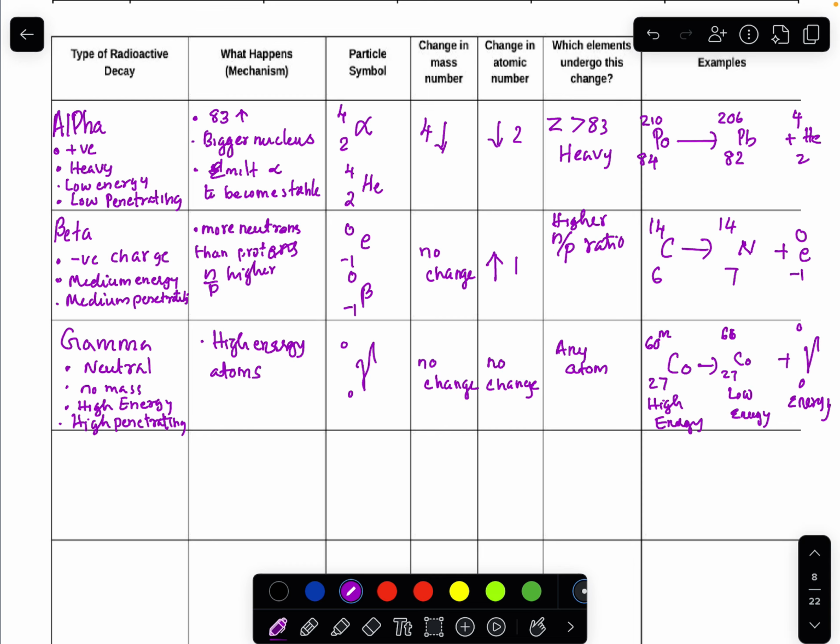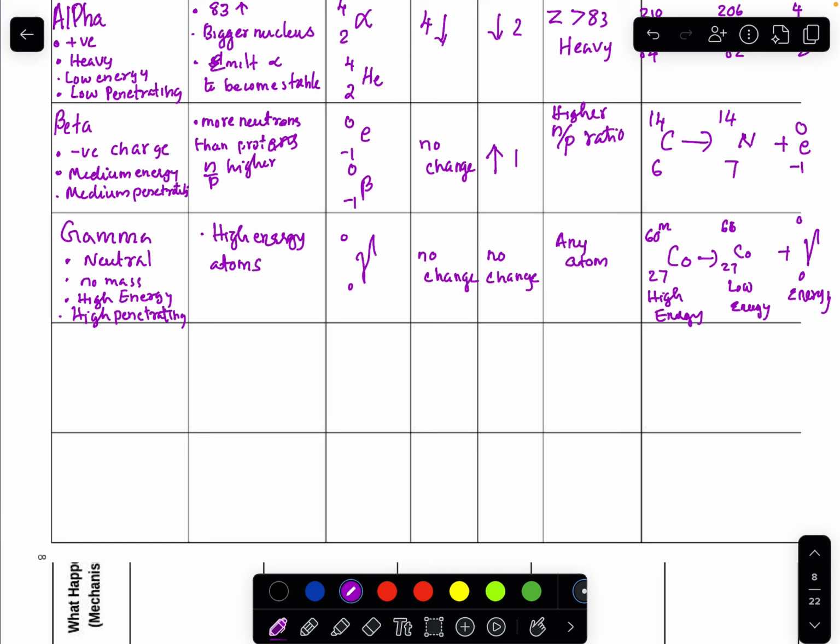Okay, now we will do positron emission. Okay, positrons are positively charged, we can say like that, positively charged electron. Okay, so they have positive charge. It is usually for atoms with a higher number of protons, or if N by P ratio is low.